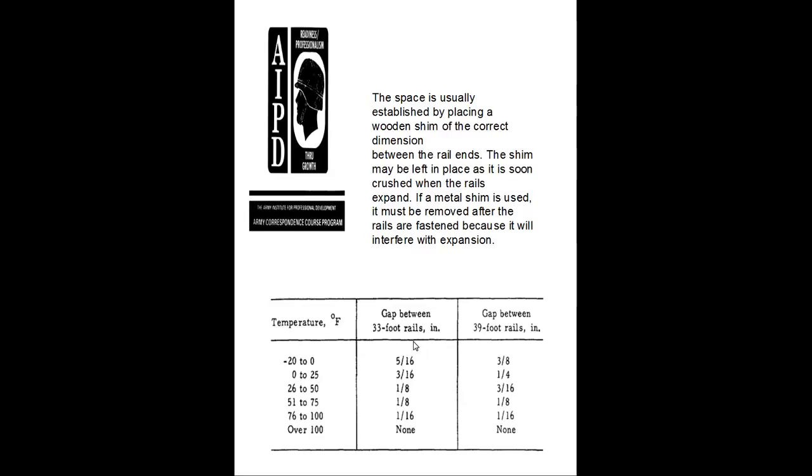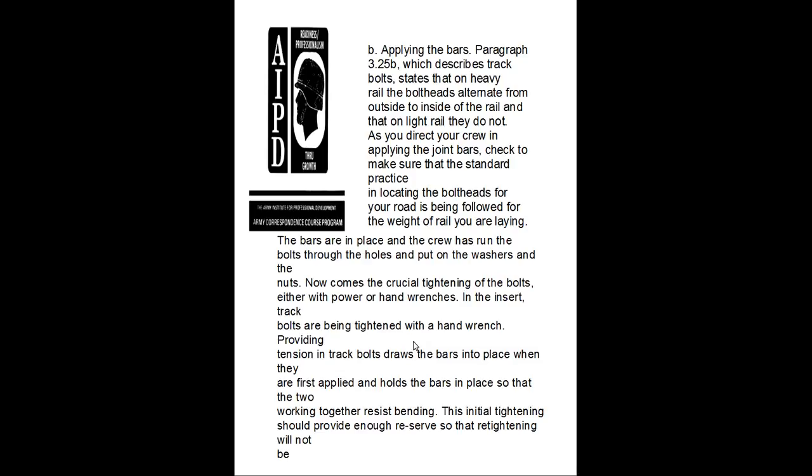The gap of the 33-foot rail and the 39-foot rail is 5/16 and 3/8 of an inch for negative 20 to 0 temperatures; 0 to 25, 3/16 to a quarter of an inch; 26 to 50 degrees, 1/8 to 3/16 of an inch; 51 to 75, 1/8 of an inch on a 33-foot rail and on a 39-foot rail; 76 to 100 degrees Fahrenheit, the 33-foot rail is 1/16 of an inch and the 39-foot rail is 1/16 of an inch. Over 100, there are no gaps. Degrees in temperature and expansion.